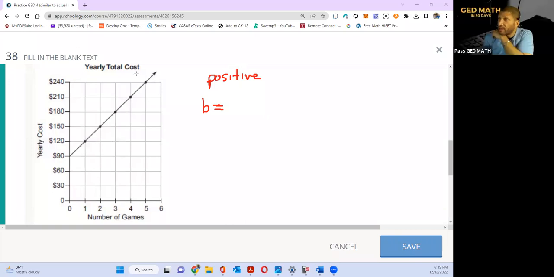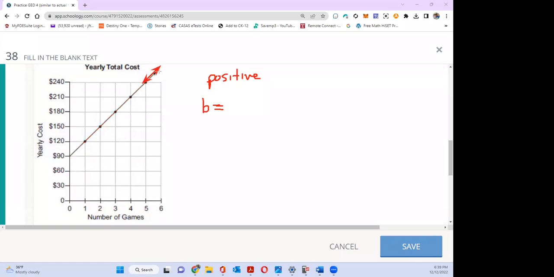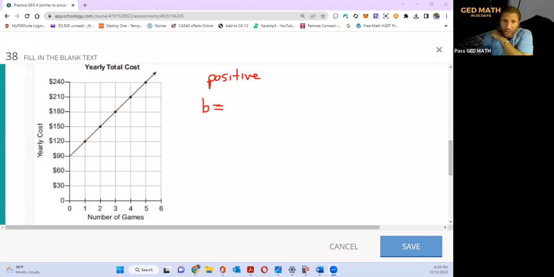Where does this line cross the y-axis? 90? 90. 9. Why? Because all you're doing is asking where this line crosses the y-axis. If you notice now, our labels aren't on this graph. You have to know that this is the x-axis and this is the y-axis. And now, at what point does it cross the y-axis?